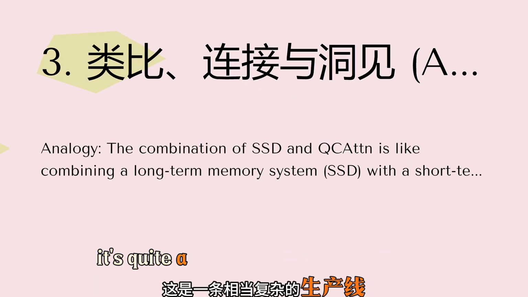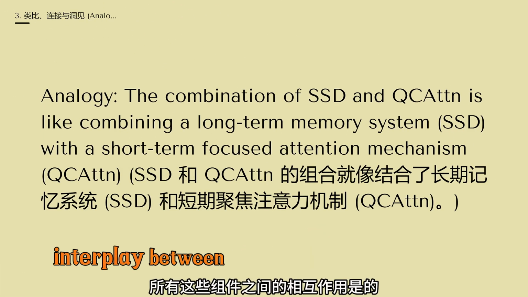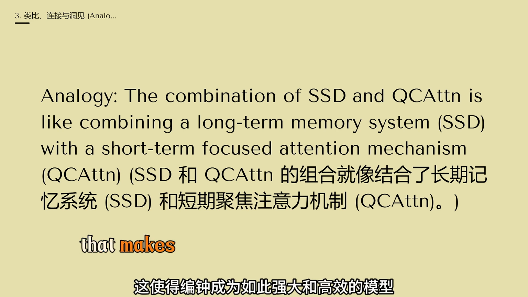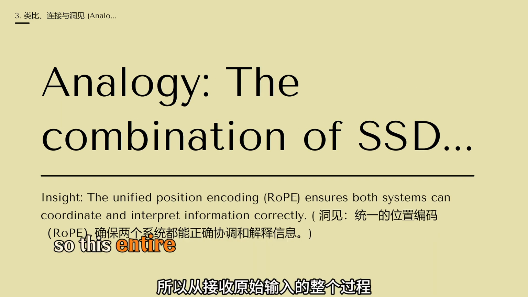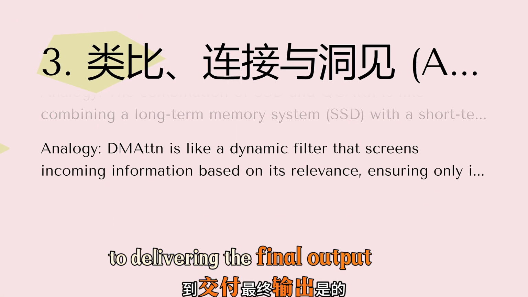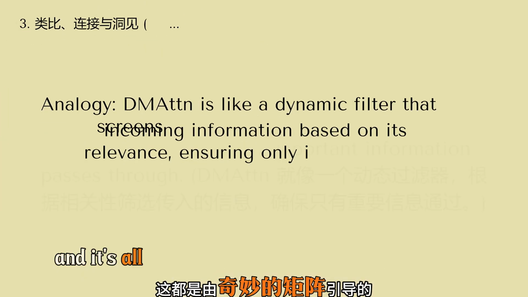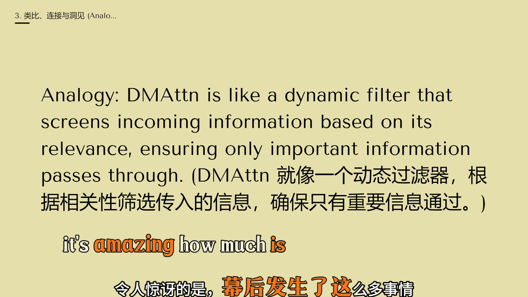Right. It's quite a complex production line. It is, and it's this intricate interplay between all these components that makes Teams such a powerful and efficient model. So this entire process from receiving the raw input to delivering the final output is what Teams does. Yes. And it's all guided by the wonderful Matrices architecture. Right. It's amazing how much is happening behind the scenes.